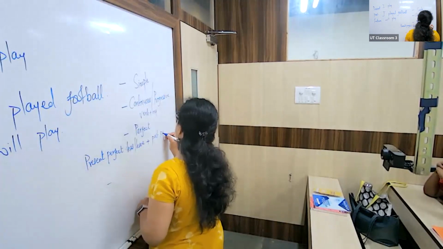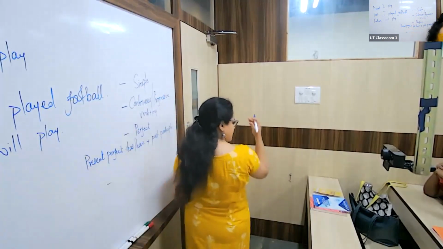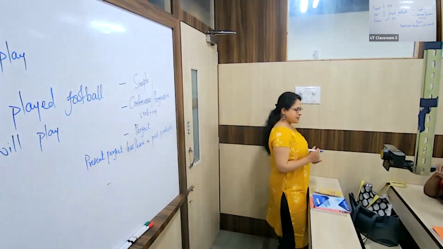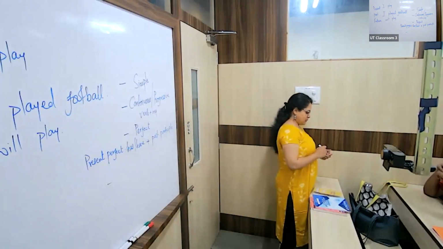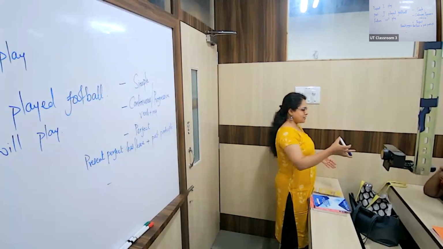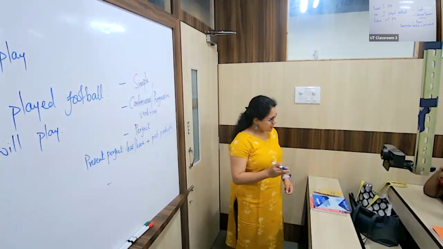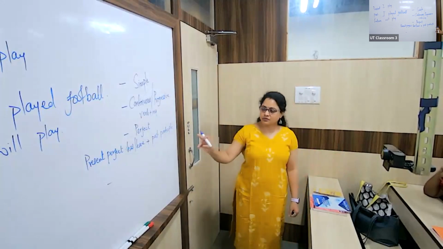Do you know what past participles are? Have you studied the list of past participles? What is the past participle of eat? Ate is past tense. What is the past participle? Eat, ate, and third is eaten. Okay, so eaten is the past participle.